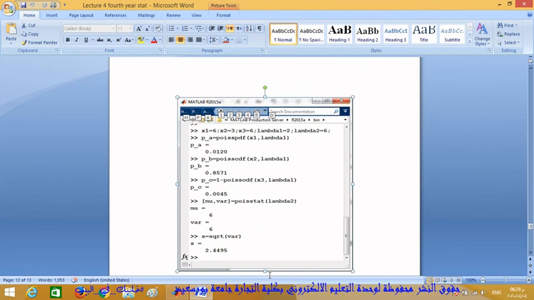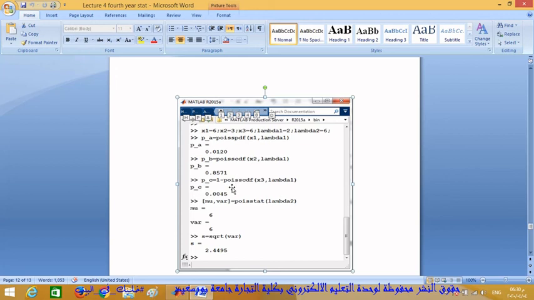Using MATLAB, the first probability: P of A equals poisspdf of x1 and lambda, where x1 equals 6. This is the first probability. The second probability, P of B, equals poisscdf of x2 and lambda, where x2 equals 3. It means at most 3, that is 0, 1, 2, 3, because we use CDF instead of PDF.